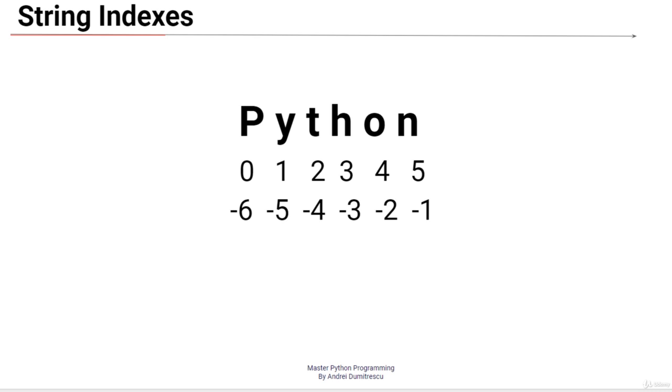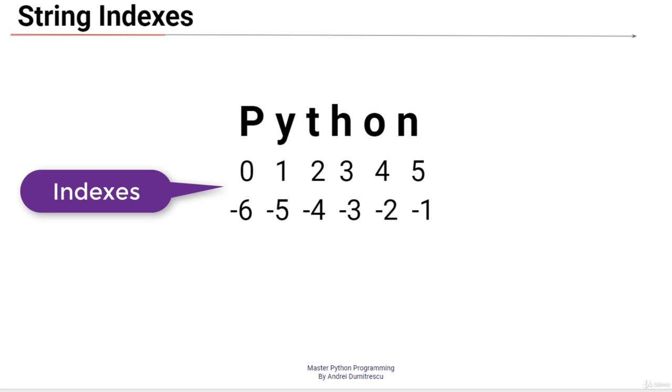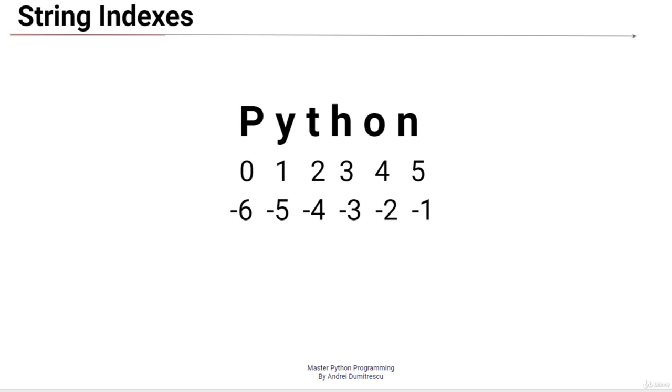In Python, like also in other programming languages such as C, C++ or Java, we start indexing from number 0, not 1. This means that the first string element when counting from left to right has the index 0. The second element has its corresponding index 1. The third element index 2, and so on.